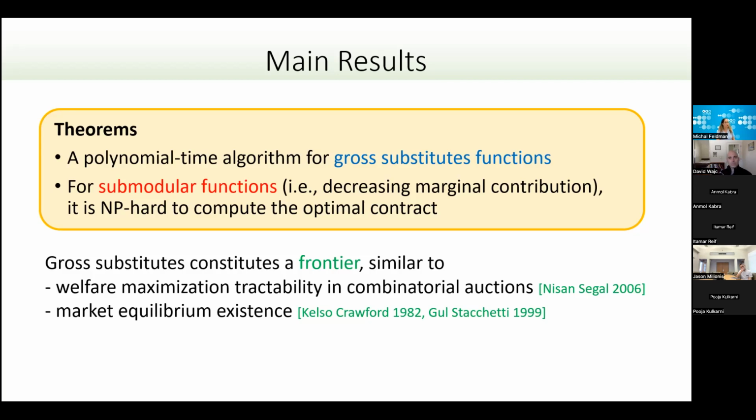Another problem, completely unrelated, coming from pure economics, not even computational, is the existence of market equilibrium, meaning prices that clear the market. Again, if agent valuations are gross substitutes, then we know that a market equilibrium always exists. If we go beyond gross substitutes, in some technical sense, we may not even have the existence of market equilibrium. And now we see a third problem, again seemingly unrelated to the previous two, coming from a computational perspective. Again, gross substitutes is some sort of frontier for tractability. And we'll soon see how we are going to use some of the knowledge that we built about gross substitutes functions from previous work.